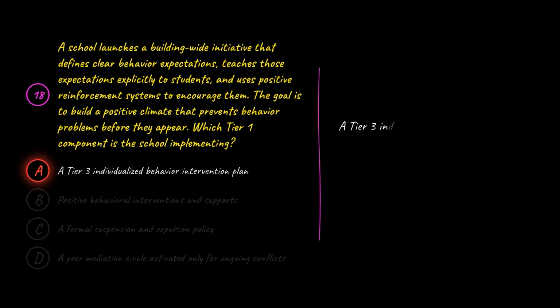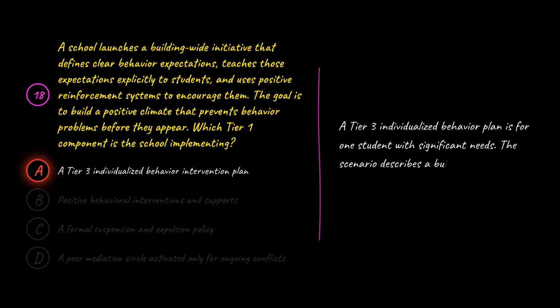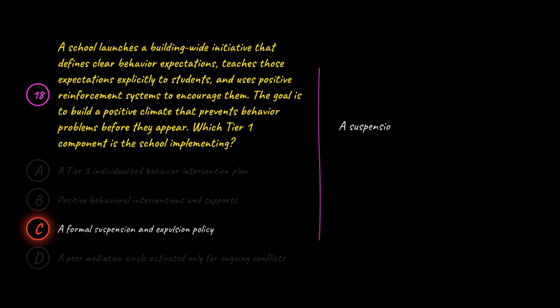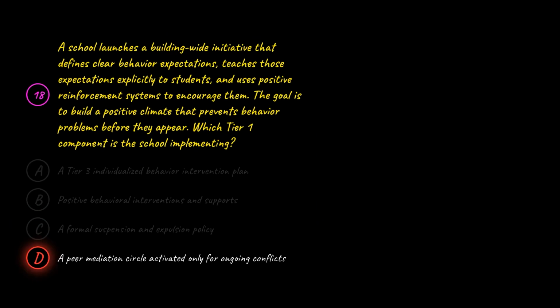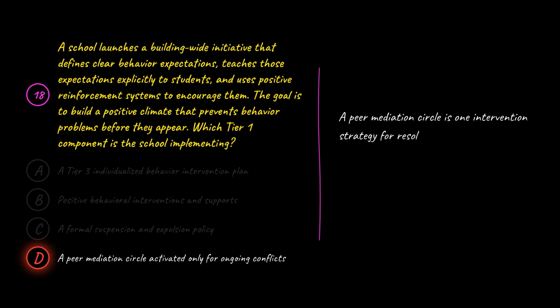A is wrong because a Tier 3 Individualized Behavior Plan is for one student with significant needs. The scenario describes a building-wide initiative for all students. C is wrong because a suspension policy is reactive and punishment-oriented. The Tier 1 approach deliberately focuses on prevention and positive reinforcement instead. D is wrong because a peer mediation circle is one intervention strategy for resolving conflicts after they happen. The Tier 1 component is broader and runs before problems occur, not only after.